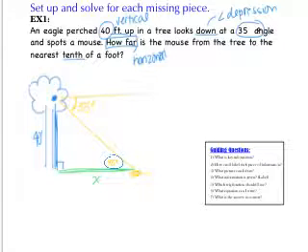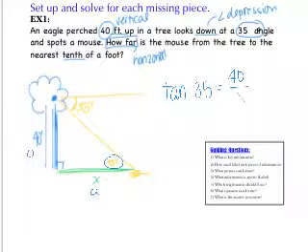What information is given? So 40 is opposite, x is adjacent. So which trig function should I use? Well, opposite and adjacent is tangent. So what equation can I write? The tangent of 35 is 40 over x. Okay, so all I did was, here's my reference angle, the tangent of that is opposite over adjacent.